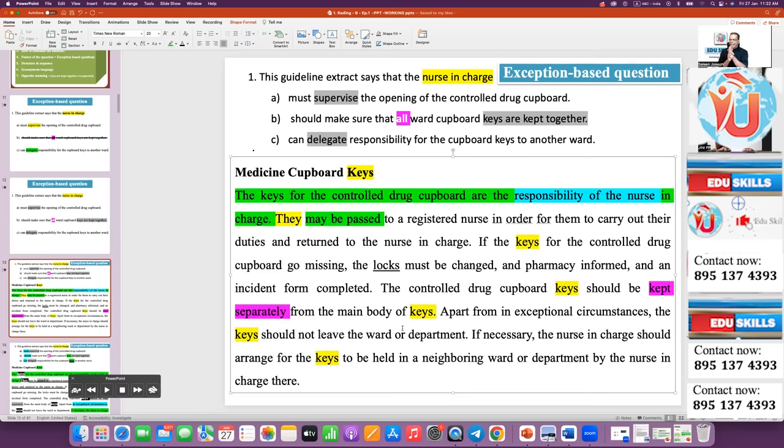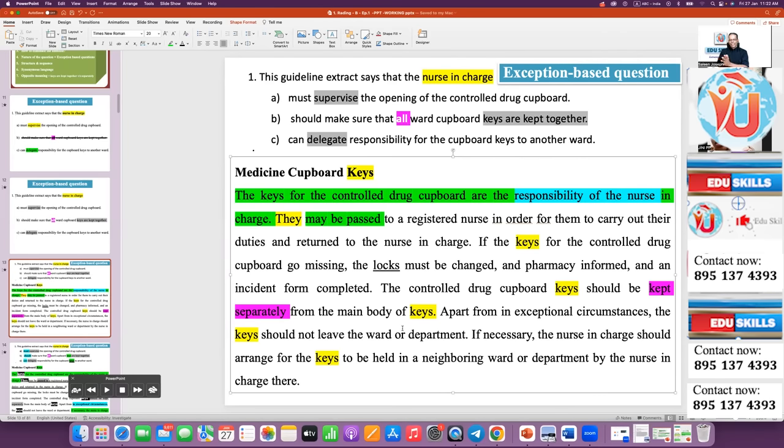I told you, if they ask an inference question, what do you infer from the passage? And for exception-based questions, the answer could be at the last part of the text. Now, it is exception-based. So, generally, they explain everything. Then they give the exception.